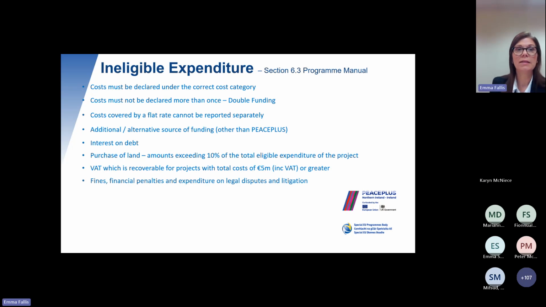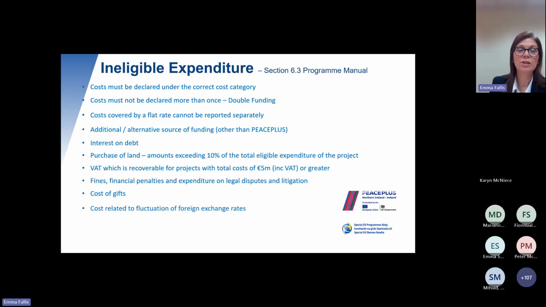Fines, financial penalties and expenditure on legal disputes and litigation are also considered ineligible. Costs of gifts. Now, this is a change from the previous programme period. There previously was a lower threshold below which the cost of a gift could be considered eligible, but this time round the Commission have deemed that any gifts are not to be funded by European funding.